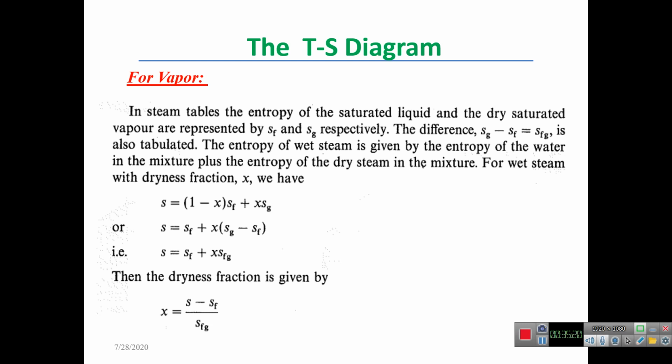But when you come into the wet region, actually what you are saying is that during the wet region we have a mixture of the substance. Part of the substance has been converted into vapor and part is still in the liquid state. So the entropy of the wet steam is given by the entropy of water in the mixture plus the entropy of the dry steam in the mixture. Now, how can you find the ratio of the dry steam and the ratio of the liquid, the water in this mixture?